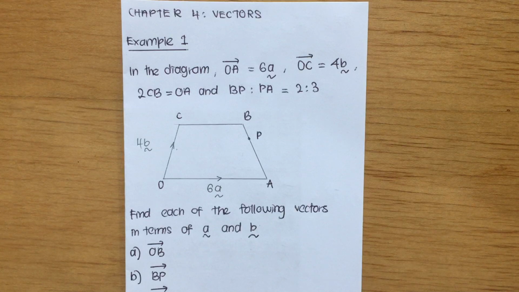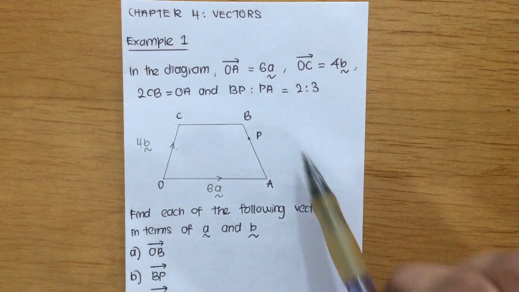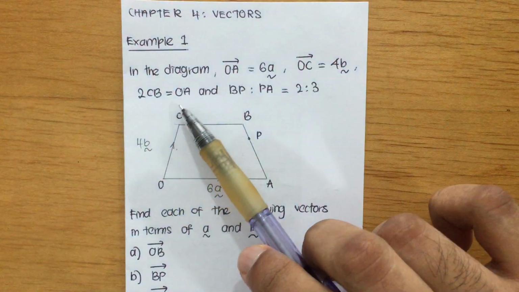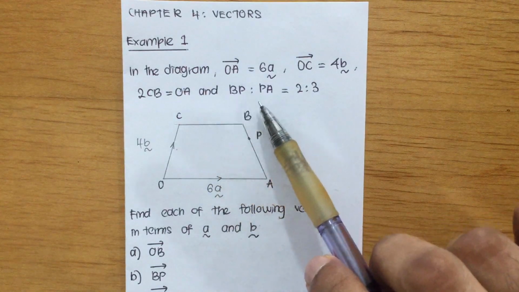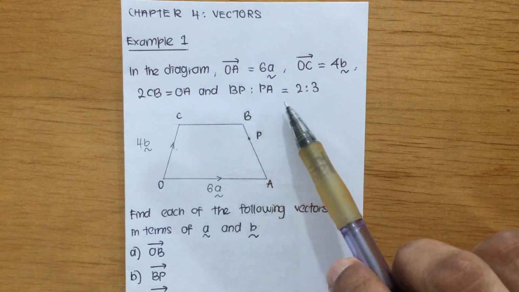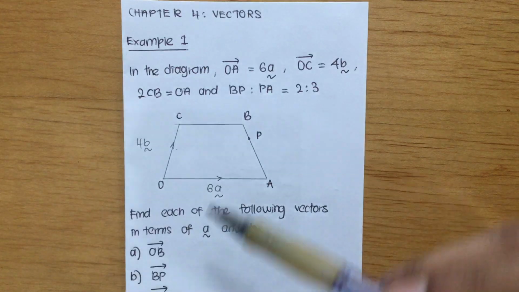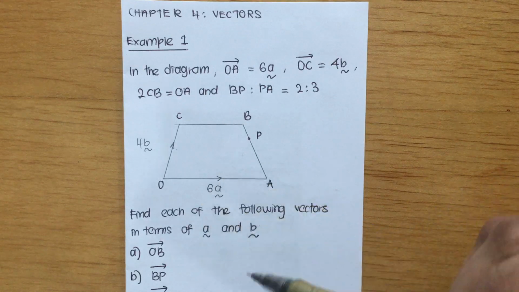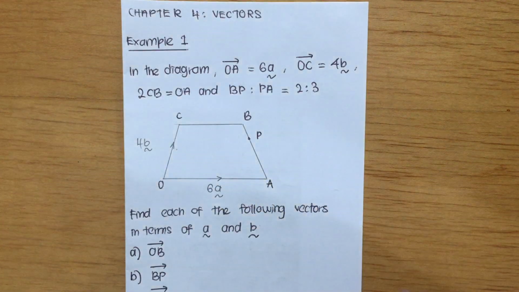In the diagram, vector OA is equal to 6A, vector OC is equal to 4B, 2CB is equal to OA, and the ratio of BP to PA is equal to 2 to 3. As you can see here, the trapezium diagram. OC has the vector 4B, and OA has the vector value 6A. The question asks to find each of the following vectors in terms of A and B.